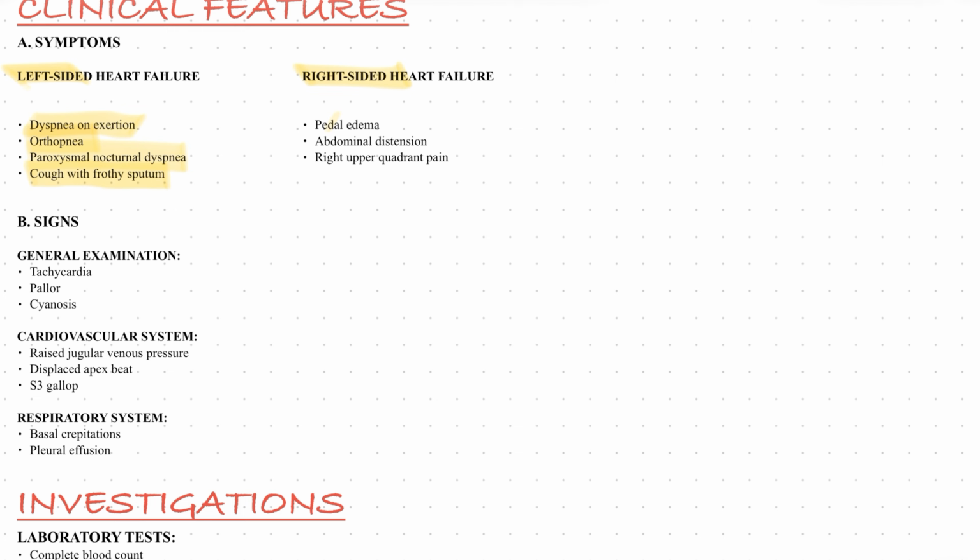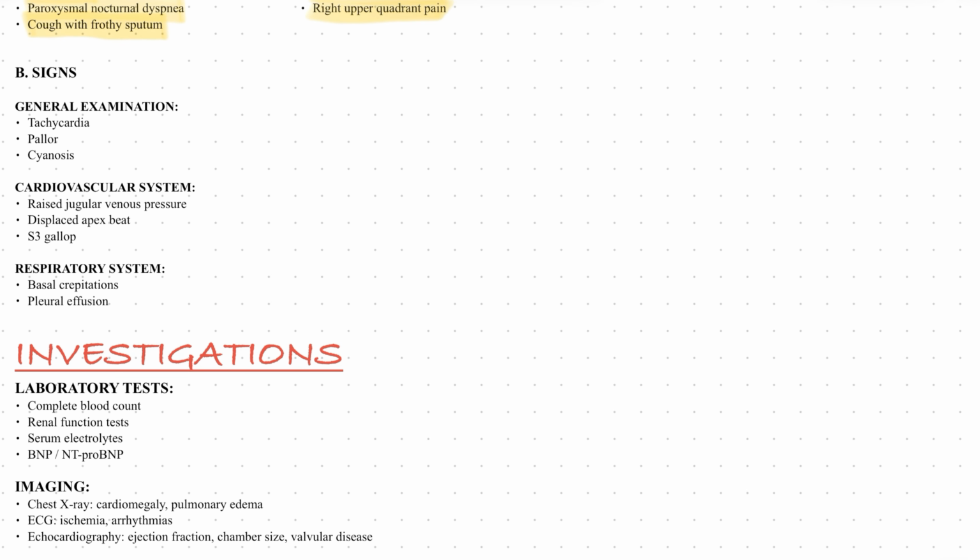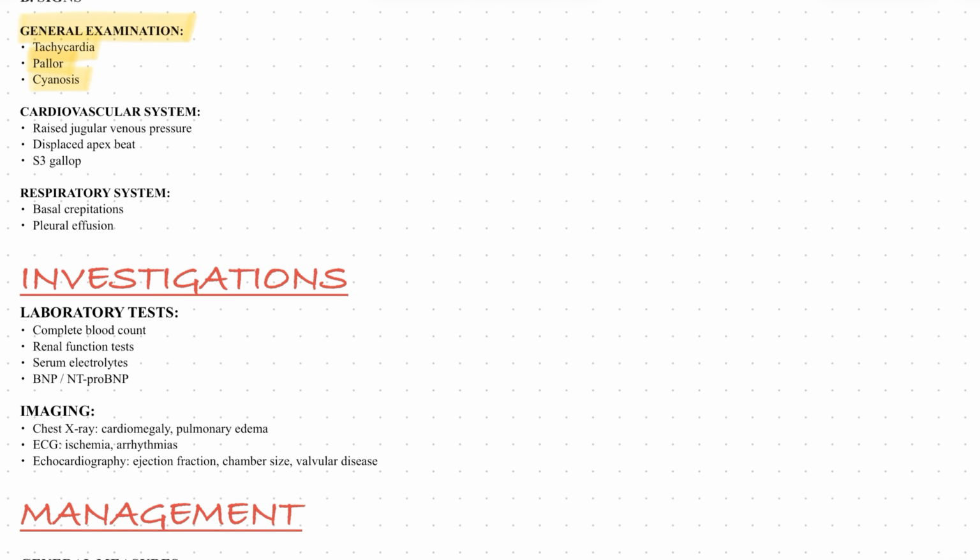Then right-sided heart failure: pedal edema, you're going to see abdominal distension, right upper quadrant pain. In signs, in general examination, tachycardia. Obviously, if there is some issue in the heart, you're going to see the heart rate increased, so that is tachycardia. Pallor will be seen, cyanosis will be seen. Then cardiovascular typical signs will be raised JVP, displaced apex beat, S3 gallop.